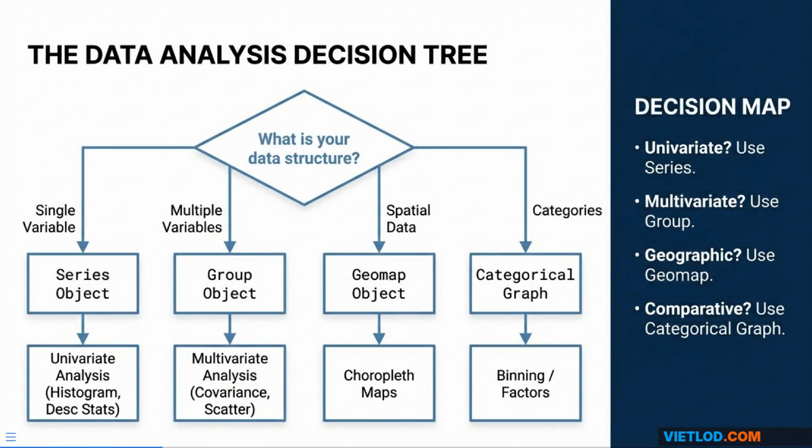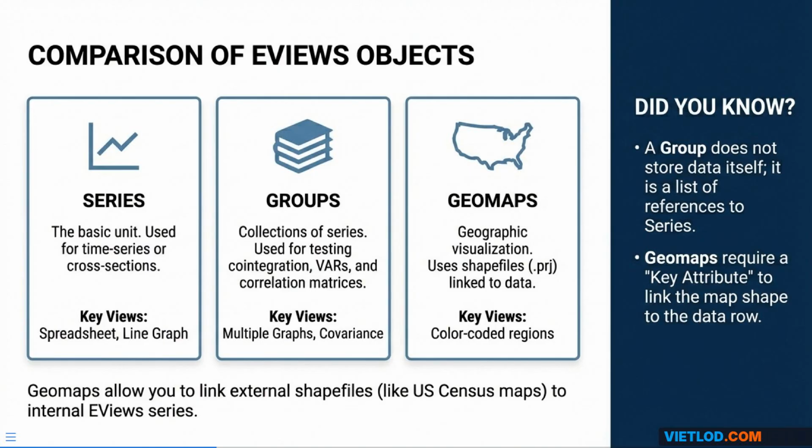For data with a geographical component, like unemployment rates by state, the geomap object is the perfect tool for visualization. Finally, if you need to compare data across different categories, such as wage differences between union and non-union workers, you'll use a categorical graph.